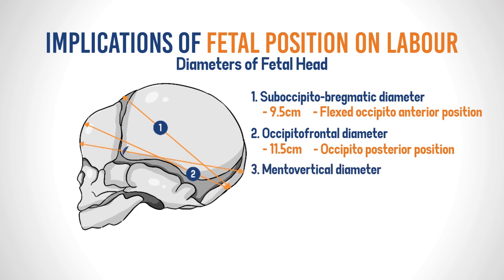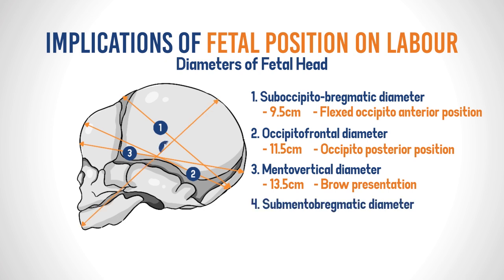The mentovertical diameter is the largest diameter of the fetal head, measuring 13.5 centimeters, and is the presenting diameter in brow presentation. Vaginal delivery of term fetuses in brow presentation is not possible. The submentobregmatic diameter measures 9.5 centimeters and is the presenting diameter in face presentation. Vaginal delivery of a fetus in face presentation is possible only if the presentation is mentum anterior, where the fetal chin is able to pass under the pubic symphysis by further extension of the fetal neck.